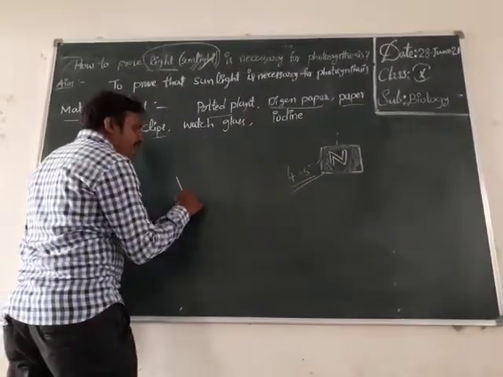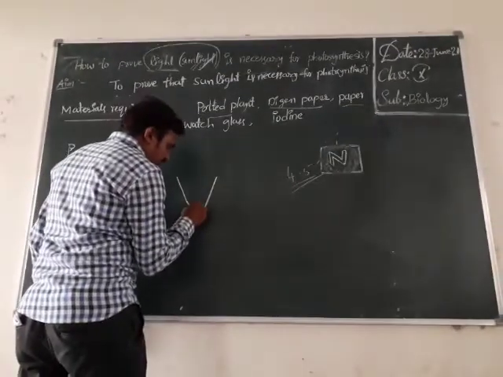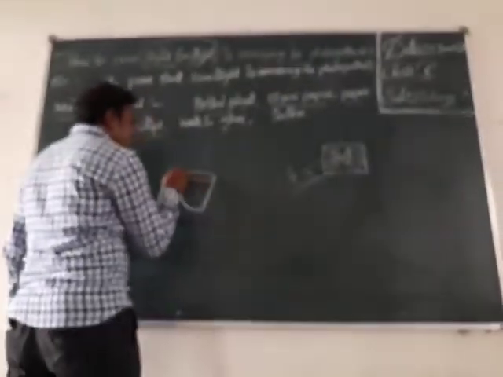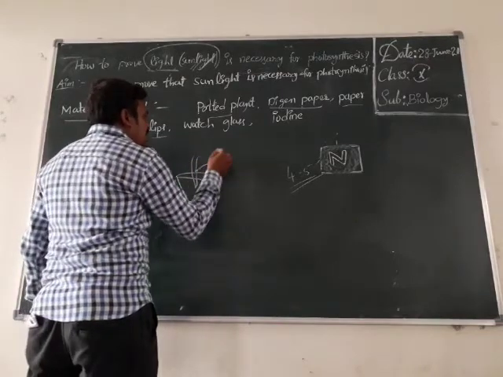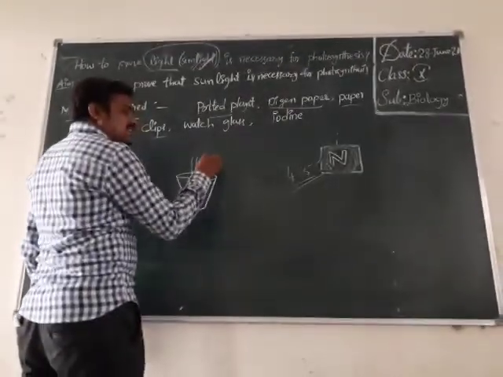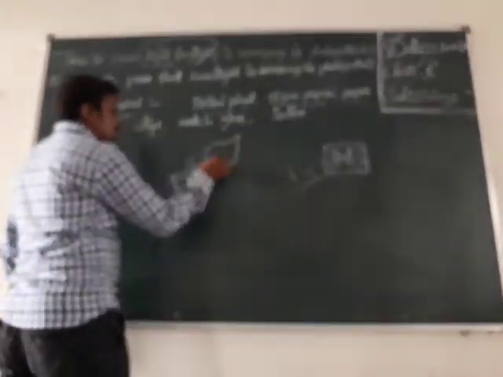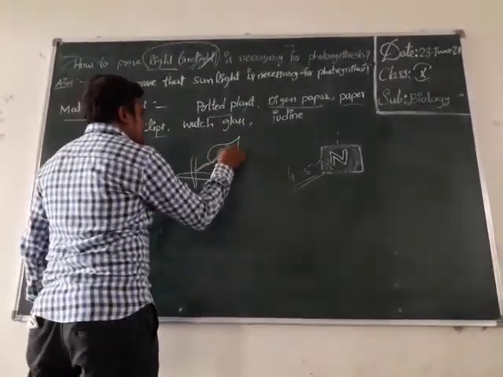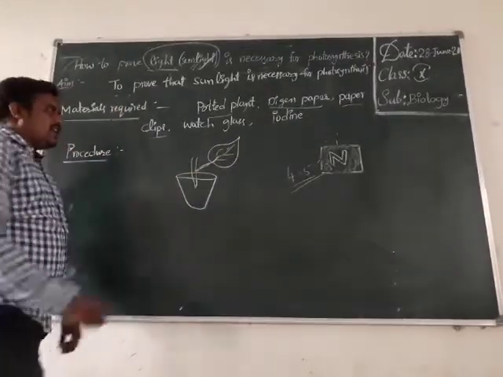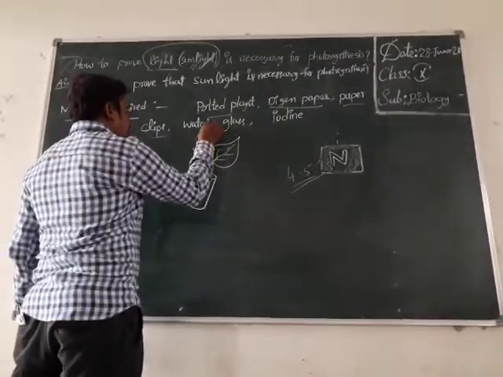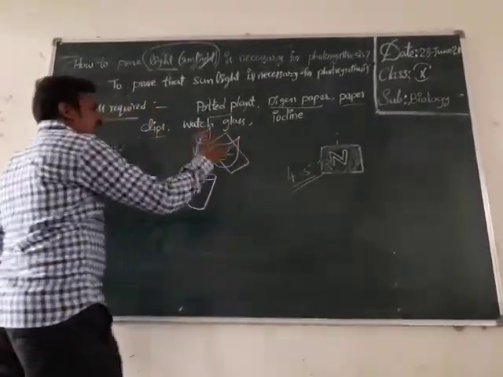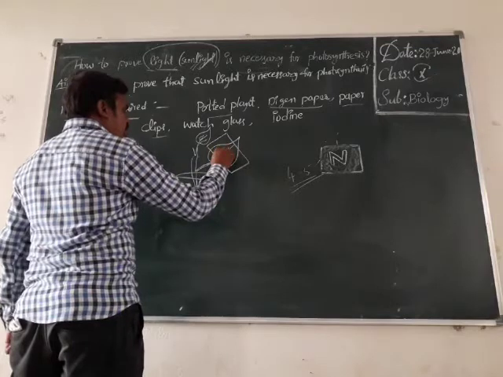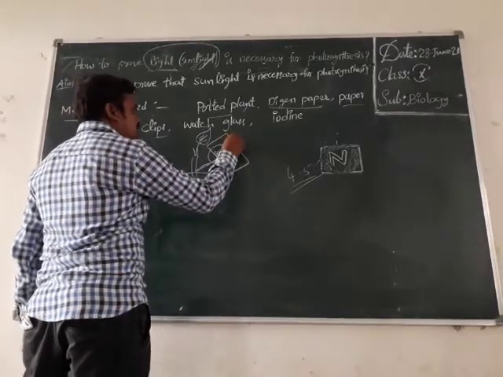Okay, see the diagram. Let's take a potted plant and keep it in the dark for nearly 7 days or at least 3 days. And select a leaf from the plant. Arrange the design paper on the leaf with the help of paper clips.